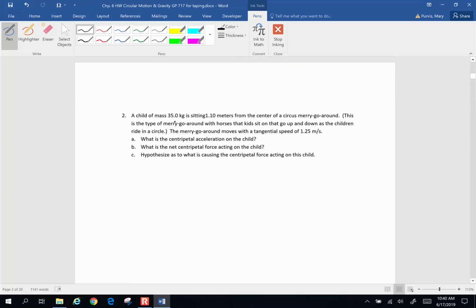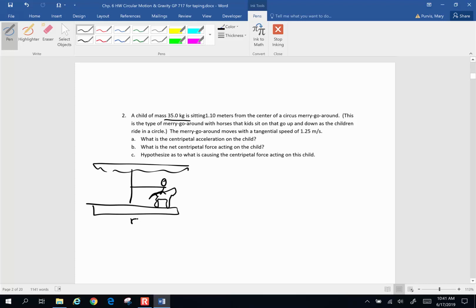Problem number 2. A child of mass 35 kilograms is sitting 1.10 meters from the center of a circus merry-go-round. This is the type of merry-go-round with the horses that kids sit on, and then you go up and down as the children ride in a circle. The merry-go-round has a tangential speed of 1.25 meters per second. So here's what we've got. Here's my little circus merry-go-round. We've got Junior sitting on a little horsey. I'm going to try and draw a horsey. That's never a pretty thing. And our child is 1.1 meters, so radius is 1.10 meters from the center. The mass of the child is 35.0 kilograms, and the tangential velocity is 1.25 meters per second.